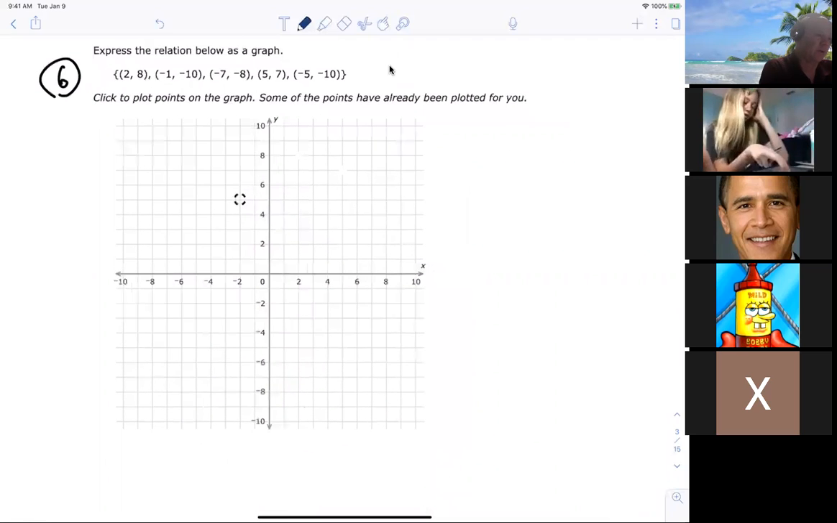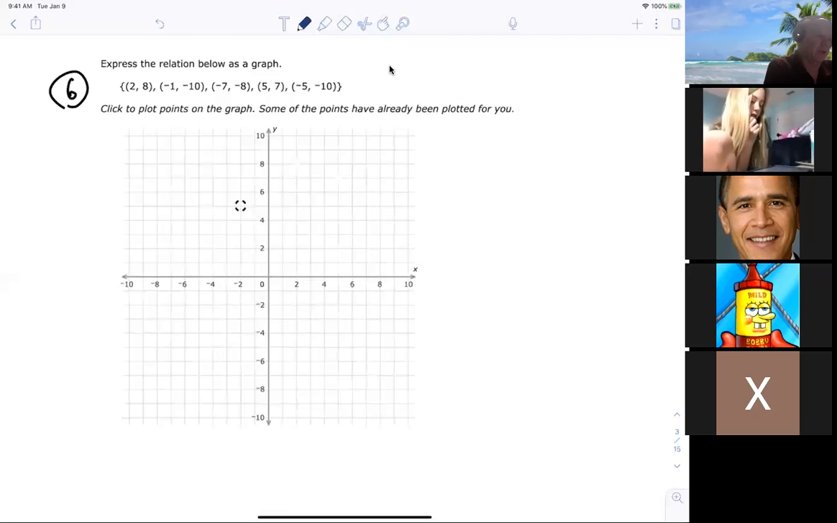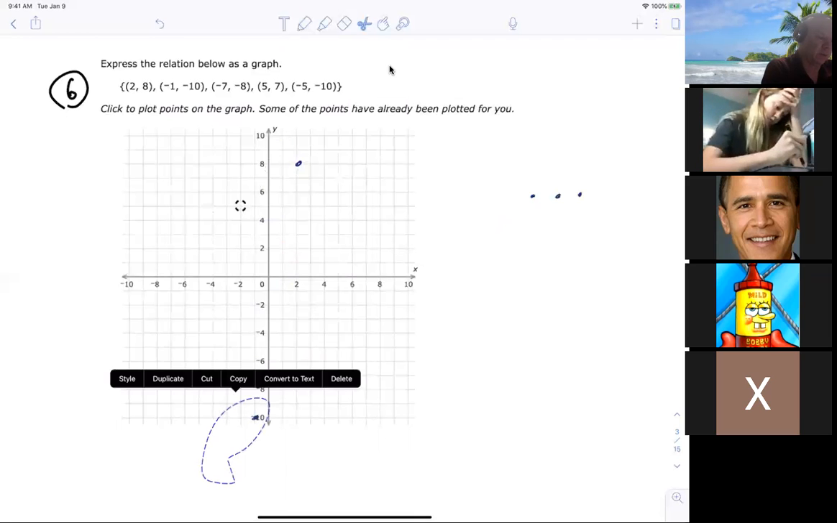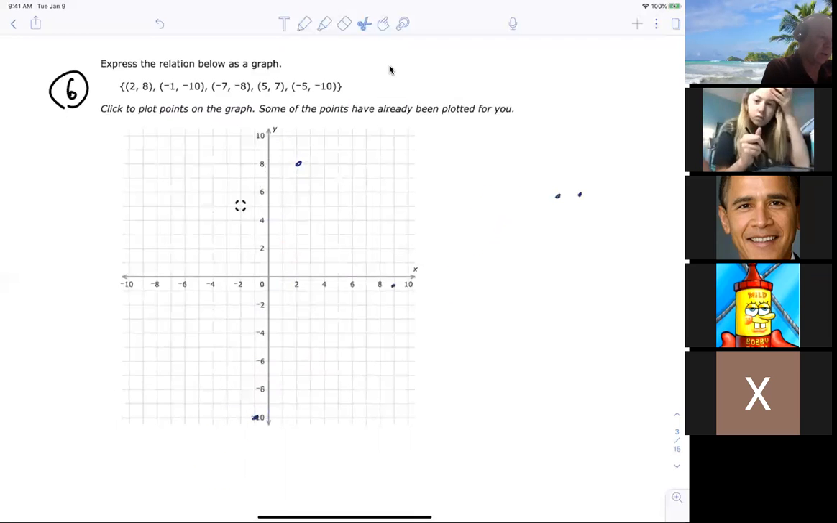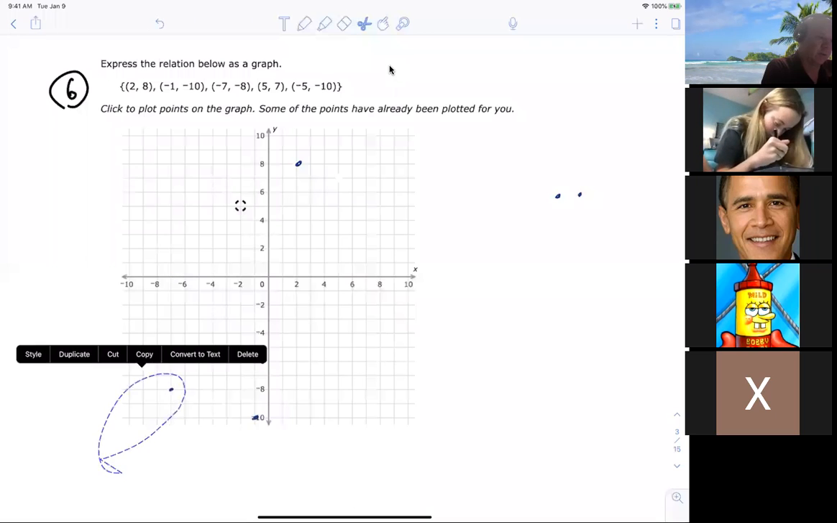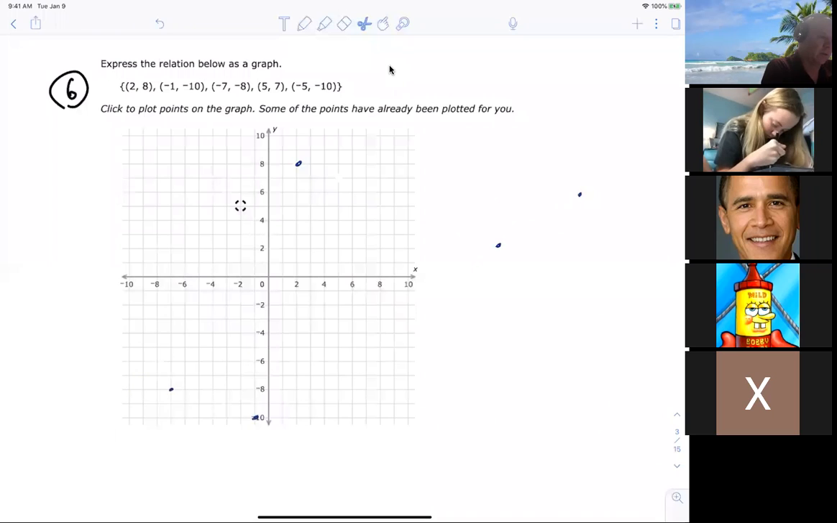Now, the only difference is you have positives and negatives. So this time I'm graphing 5 points, so I'm just going to draw 5 points, and then we're going to graph them, okay? So here we go: 2, 8, negative 1, negative 10, negative 7, negative 8, 5, 7.